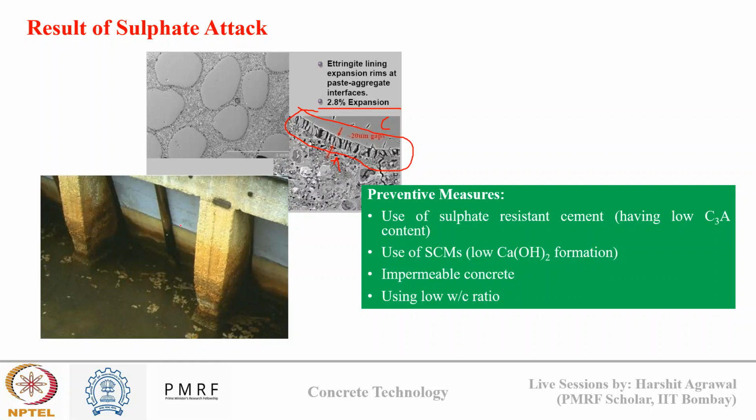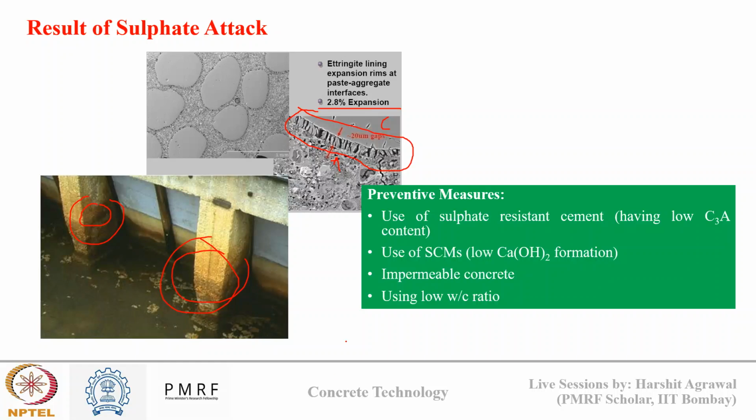In the second image you can see a case of a submerged column in seawater which is experiencing bulging. You can see here the column has experienced some bulging action due to an expansive reaction that might be occurring inside the cover as a result of sulfate attack from seawater. So this is causing degradation or distress in the concrete column.